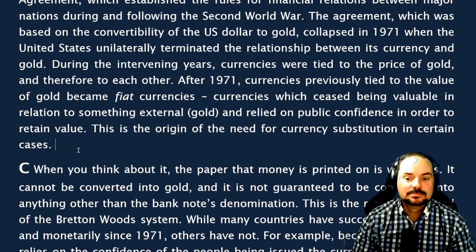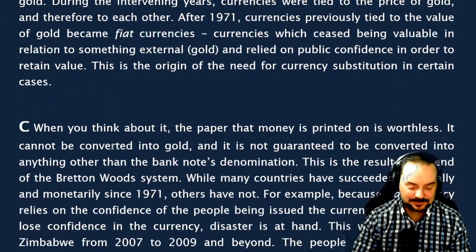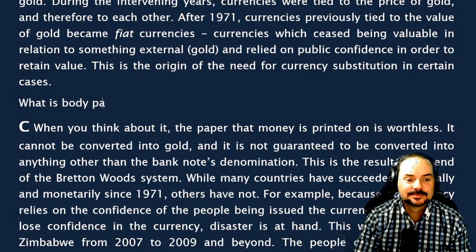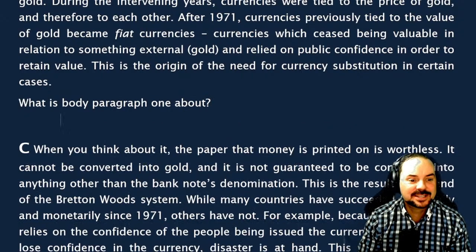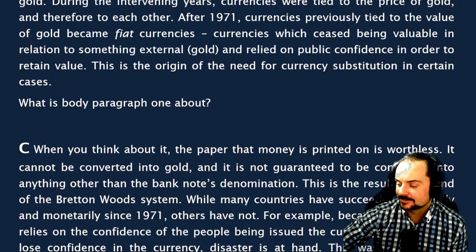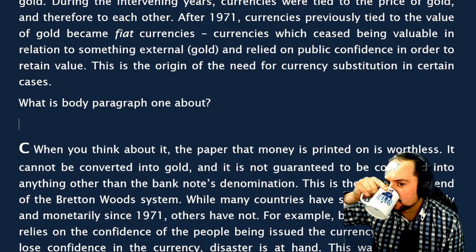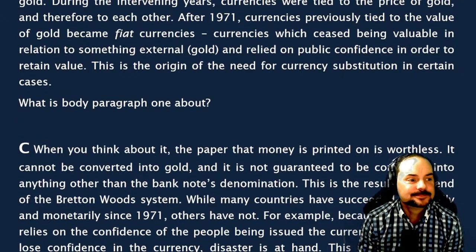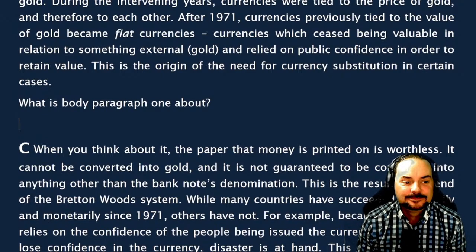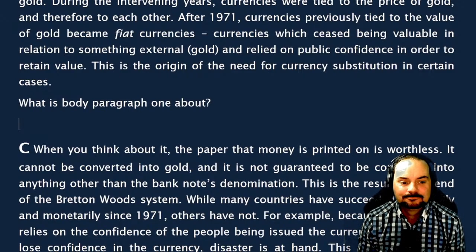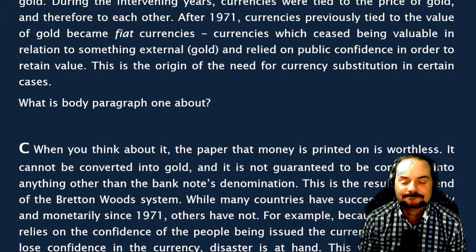Okay. So let's do this. Question. I'm typing it up. Just read it and answer it. What is body paragraph 1 about? What is it about, Maria? Keep it simple.